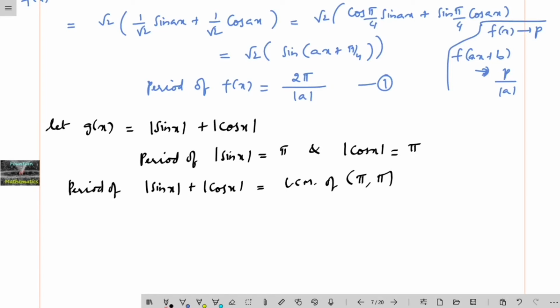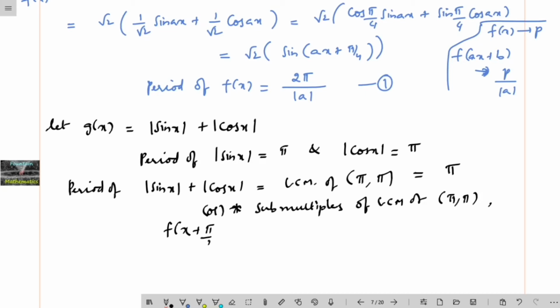It can be this answer, the LCM, or it can be a submultiple of the LCM. In some cases we can get it in the submultiples also, that you have to remember. This is a star mark. You can keep submultiples of the LCM of these two functions, pi and pi. What is the LCM of pi and pi? It will be pi, but a submultiple of pi, if I take half of pi, that is pi by 2. See what the period constant is.